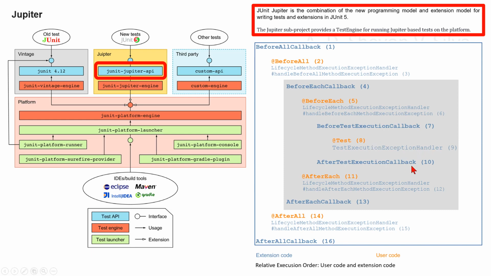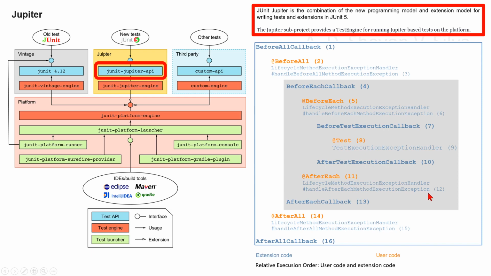10, interface org.junit.jupyter.api.extension.AfterTestExecutionCallback: extension code executed immediately after a test execution and its corresponding exception handlers. 11, annotation org.junit.jupyter.api.AfterEach: user code executed after each test is executed.